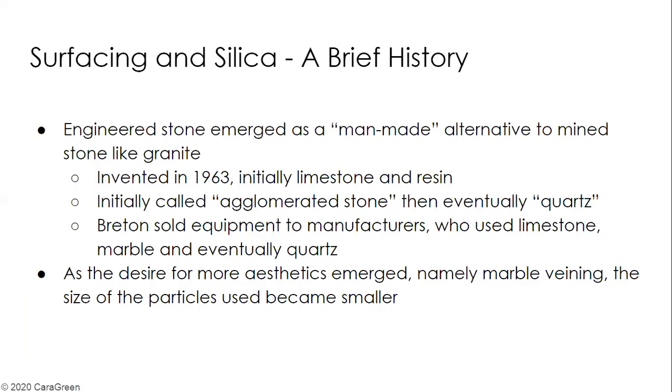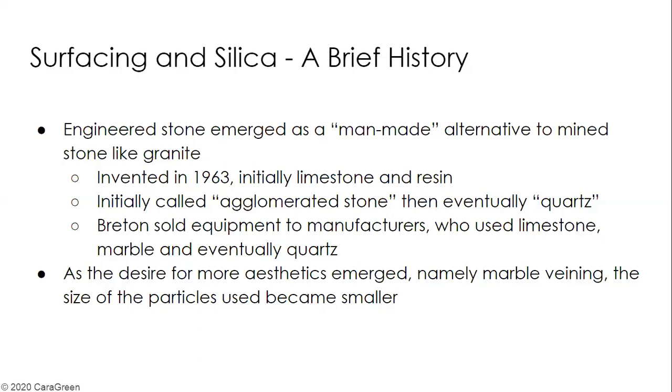So engineered stone emerged in 1963, and it was limestone and resin. And then Breton, who created the equipment to make engineered stone, were the ones who initially used limestone. And then as they outsourced their equipment, people started using new materials with that resin, like marble. And eventually they settled on quartz as the most reliable mineral of choice to use with these resins.